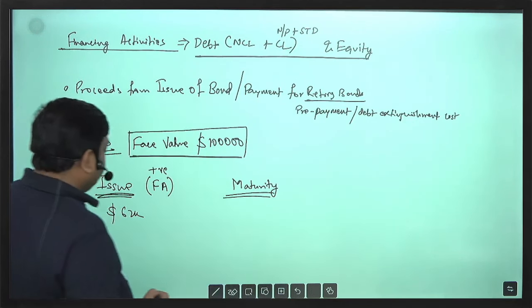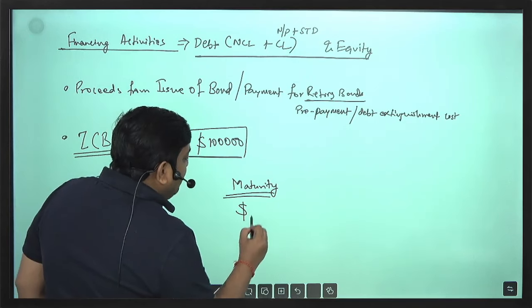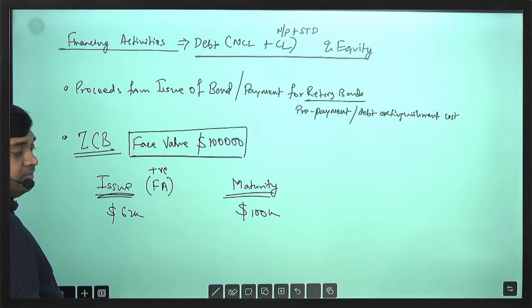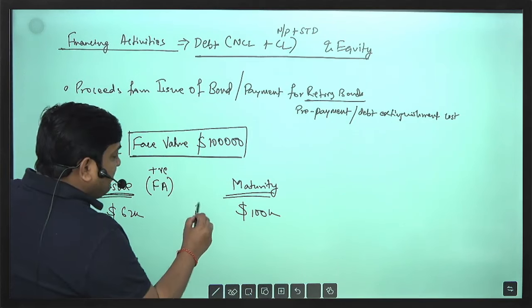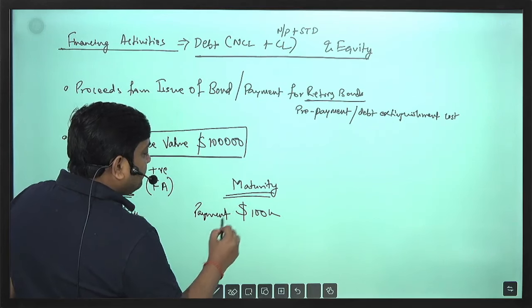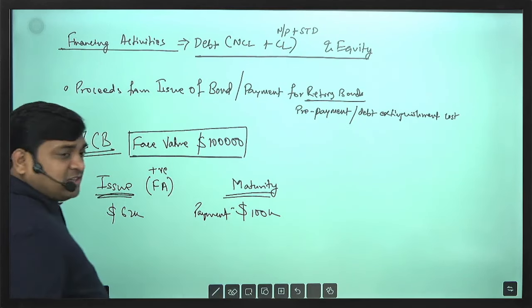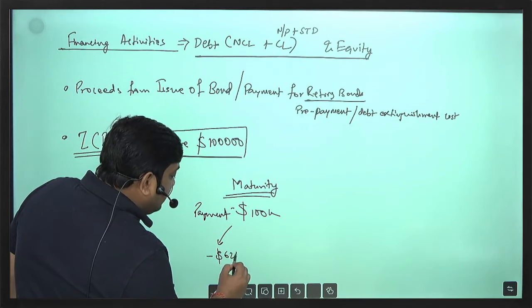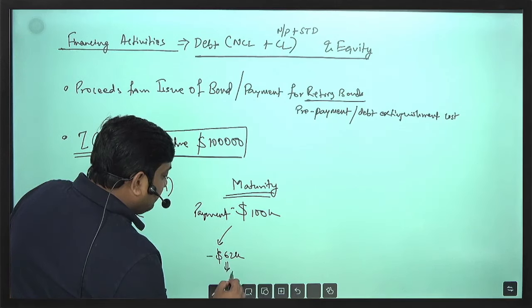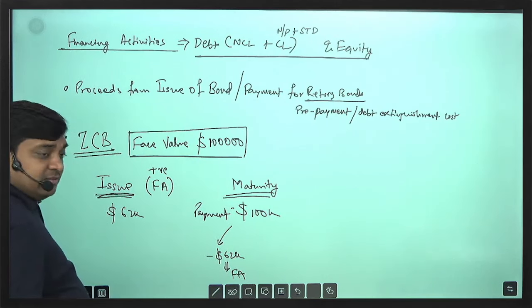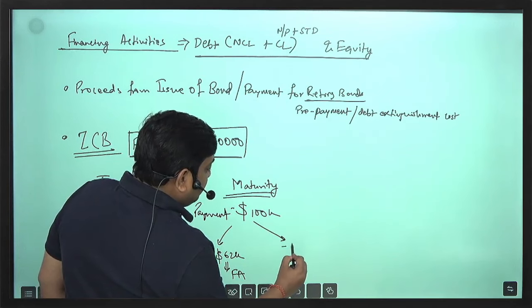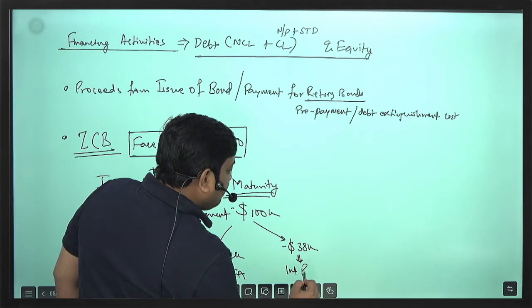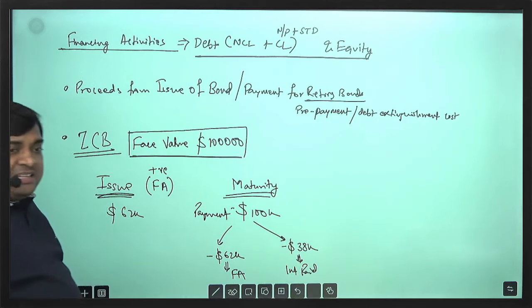At maturity, I will pay 1 lakh. This is a payment which I have done, yes or no? So this is negative cash flow. Remember one thing: to the extent of 62K, this is financing activity. And this 38K is nothing but effective interest paid. Indirectly, this is accreted interest.